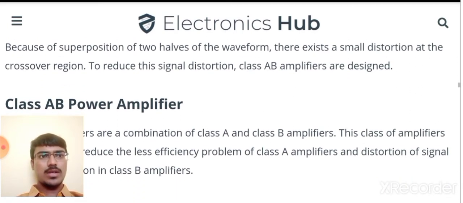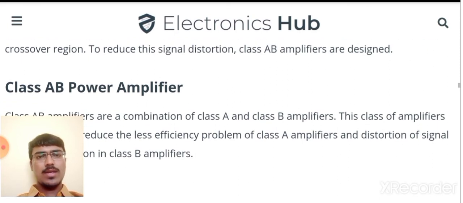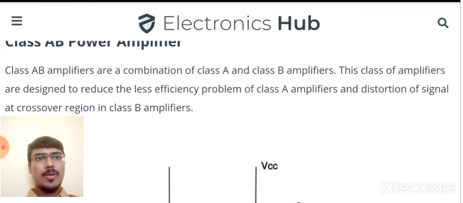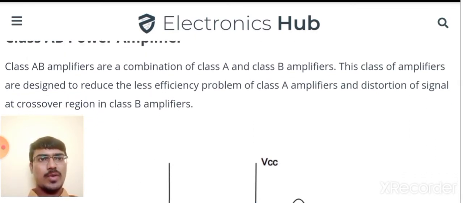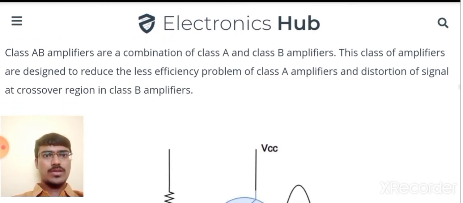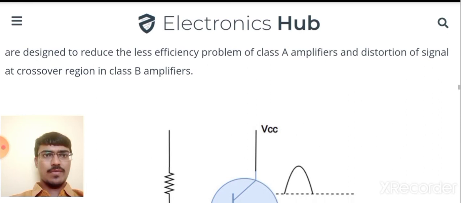To reduce the signal distortion, class AB amplifiers are designed. If we found a problem in class A, we found class B. As there is a problem in class B, we go for class AB. Class AB power amplifiers are a combination of class A and class B amplifiers, which take the advantages of both. This class of amplifiers is designed to reduce the low efficiency problem of class A amplifiers and the distortion of the signal over the crossover region in class B amplifiers.